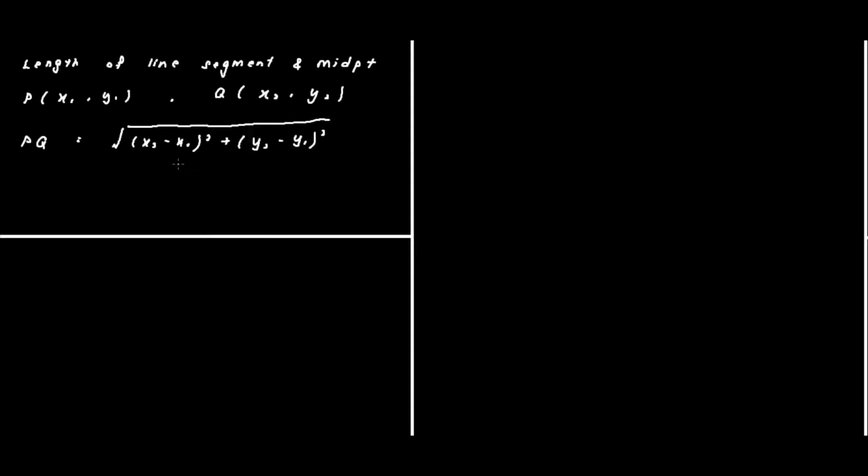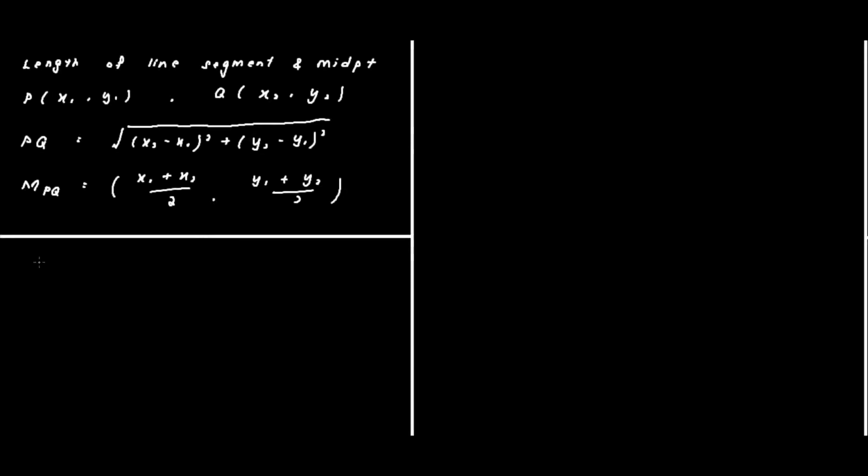Then the second part is the midpoint. If I want to find the midpoint between P and Q, I will use the midpoint formula. For the x coordinate, it will be x1 plus x2 divided by 2, and for the y coordinate, y1 plus y2 divided by 2. So this is the formula to find the length between 2 points and also the midpoint.